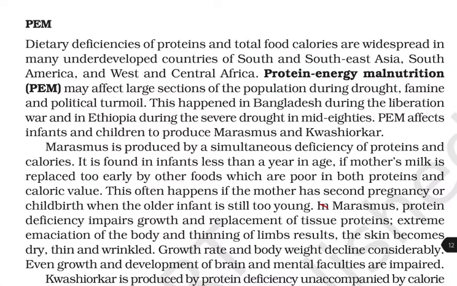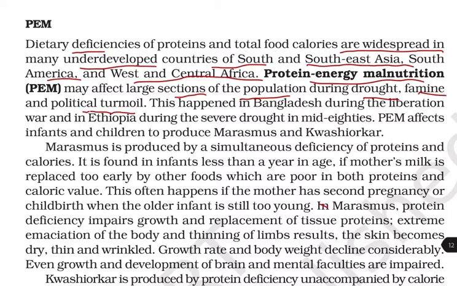PEM, protein energy malnutrition. Dietary deficiency of protein and total food calories is widespread in many underdeveloped countries of South and Southeast Asia, South America, and West and Central Africa. Protein energy malnutrition may affect large sections of the population during drought, famine, and political turmoil. This happened in Bangladesh during the Liberation War and in Ethiopia during the severe drought in the mid-80s. PEM affects infants and children to produce marasmus and kwashiorkor.